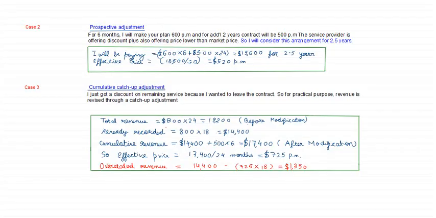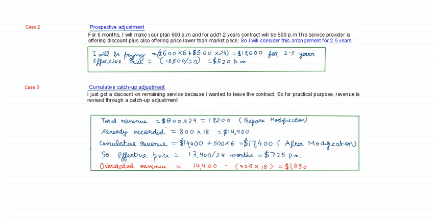In scenario 2, the service provider would say, okay, for the rest of the 6 months I'll make your plan 600 per month. And for, let's say, an additional 2 years contract, I'll give you a contract for 500 per month. So in this case, the service provider is not only giving me the discount, but also offering a price lower than the market price for the additional 2 years contract.